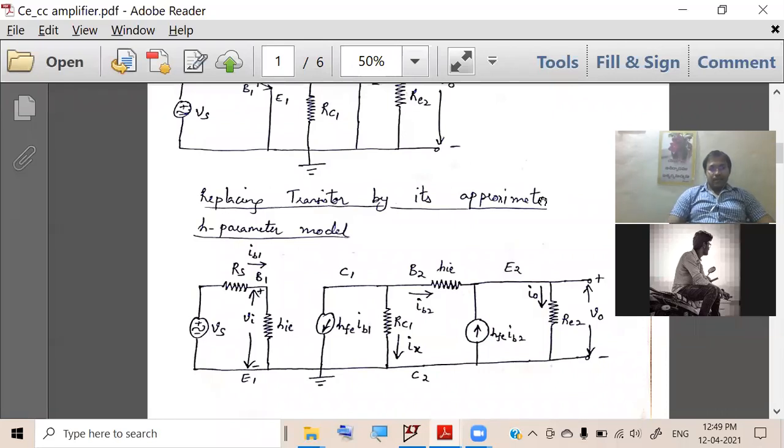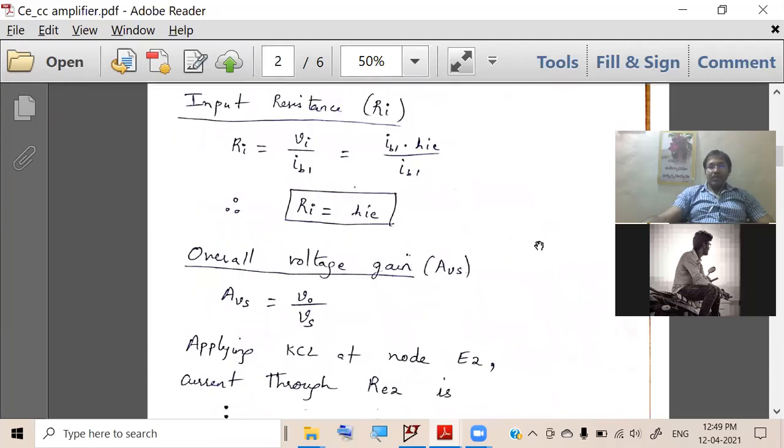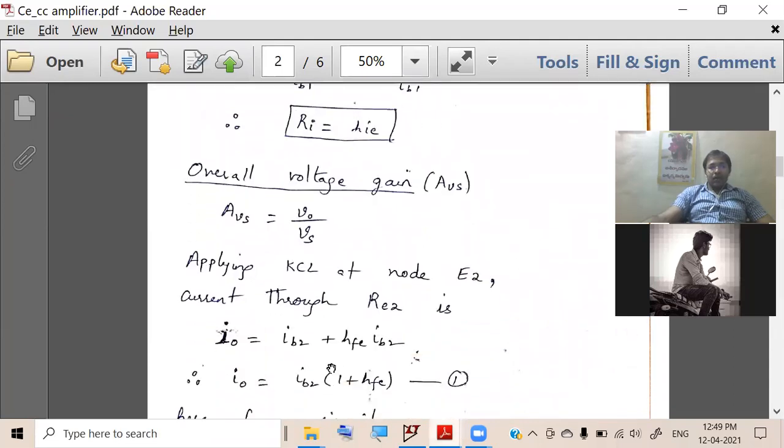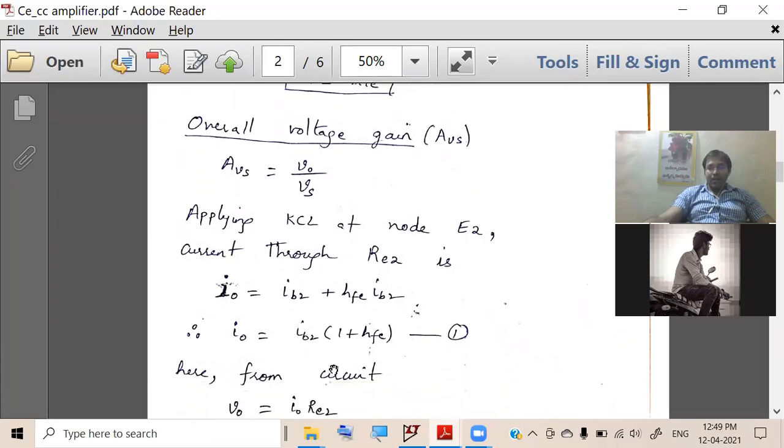IB2 plus HFE IB2 is equal to I0. Okay, very good. IB2 plus HFE IB2 is equal to I0. IB2, if I take common, 1 plus HFE. So I naught in terms of IB2, we got.